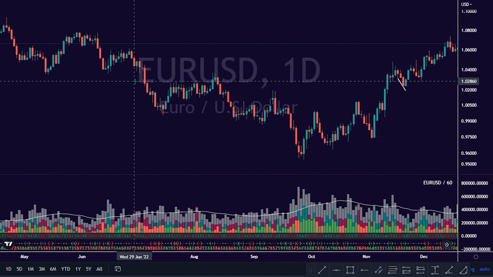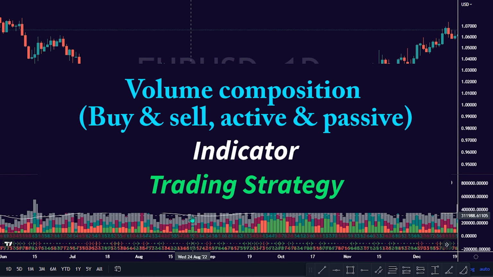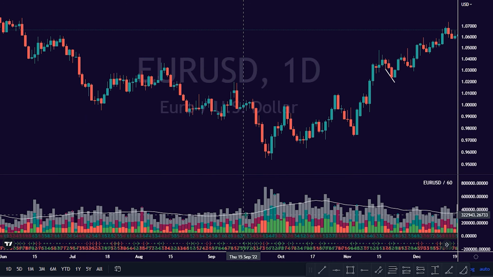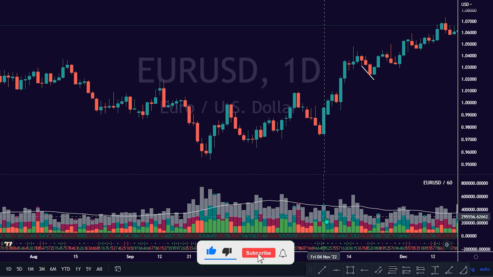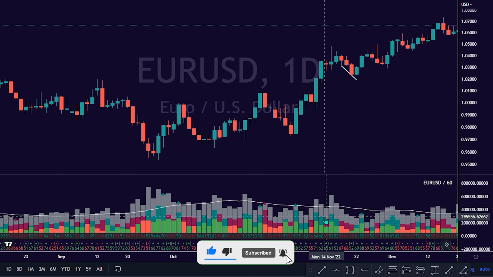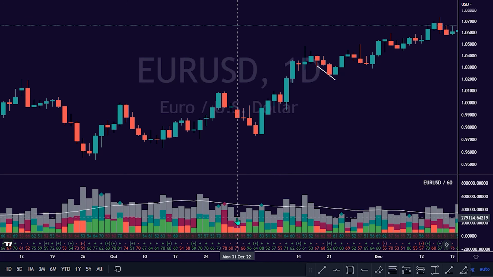In today's video, I will show you how to use the volume composition, buy and sell, active and passive indicator to detect market trade opportunities. The volume composition, buy and sell, active and passive indicator is a volume indicator that helps traders to plot the amount of a particular asset that is being traded over a certain period of time on the price chart.